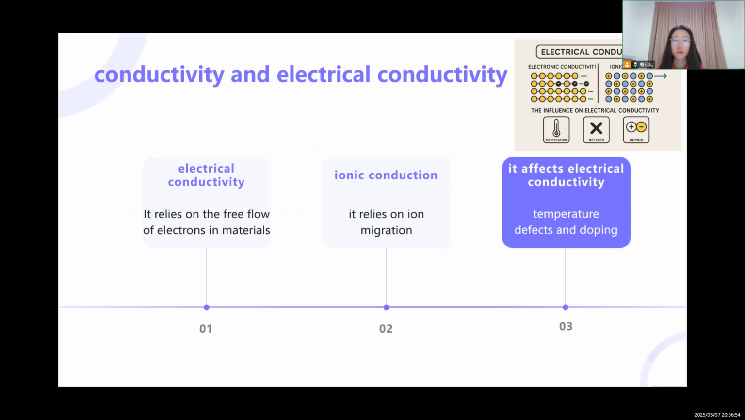And then I will introduce the ionic conductivity and electrical conductivity. First is electrical conductivity. It depends on the free flow of electrons in materials. And then is ionic conduction. It relies on ion migration. And then the factors affecting electrical conductivity are temperature and defects and doping. First, temperature. An increase in temperature raises the number of free carriers in semiconductors and enhances electrical conductivity. And for the defects and doping, impurities and grain boundaries, these locations can scatter electrons, affecting electrical conductivity. Impurity contains impurity and electron defect rate.